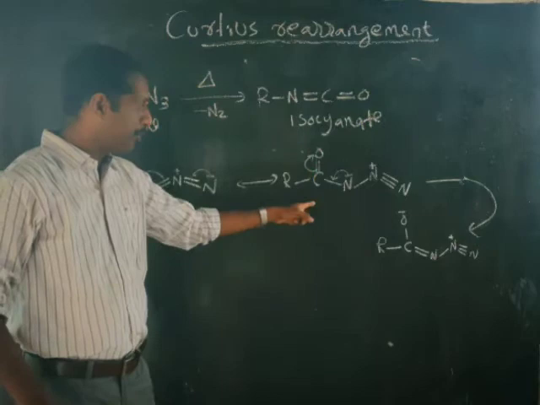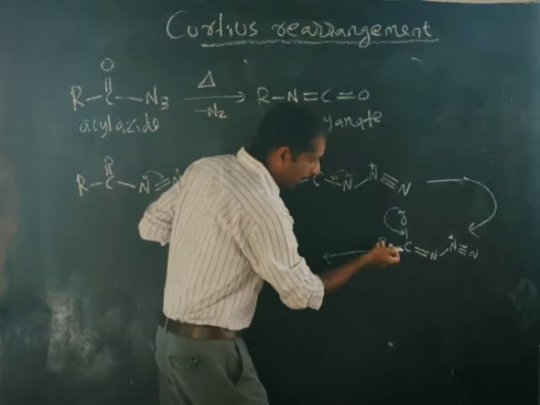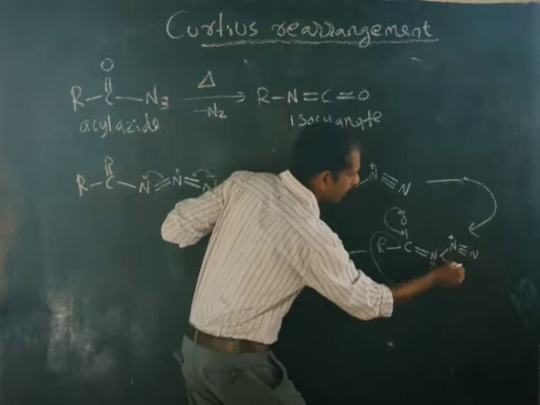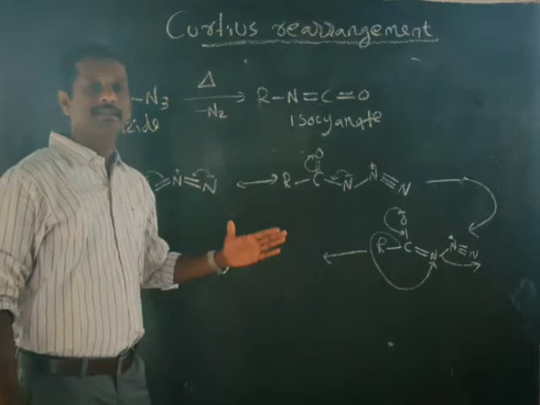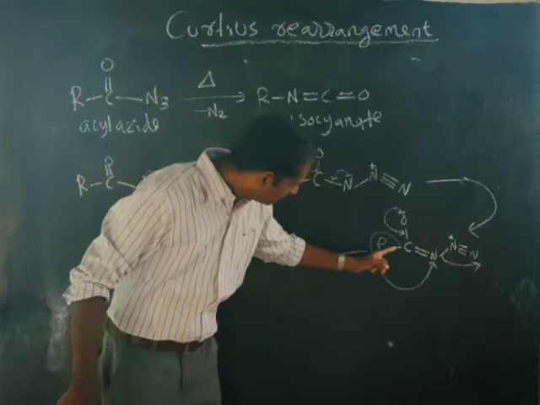Now in the next step, you might be remembering what happens. When this pair of electrons comes back, what will happen? This is a concerted, single step mechanism. The alkyl group is breaking from this carbon and migrating to nitrogen. And what is eliminated here? N2 is eliminated. Same mechanism as in the Hofmann rearrangement. When this negative charge comes back, here it will become a double bond, and at the same time this C-R bond is breaking and the R is migrating from carbon to nitrogen.